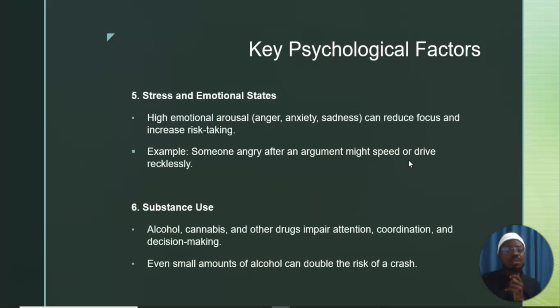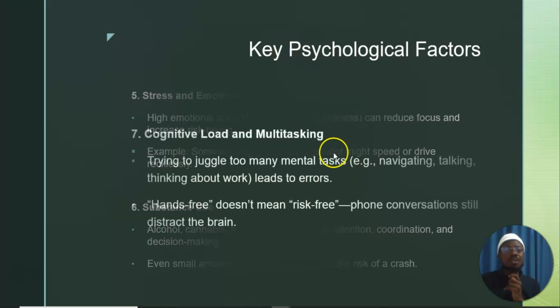Then we have stress and emotional states. Something similar to what I explained when talking about high emotional arousal as a result of anger or anxiety or sadness. Someone who is angry after an argument might speed or drive recklessly. So there is a certain expected level of behavior from someone who is angry, and this can also be a key psychological factor that could lead to a traffic accident. We have substance use, maybe drinking, taking cannabis or other drugs, which might also impair the driver's attention or the ability to stay focused or make the right decision while driving. And this might also affect their psychological state towards being involved in an accident.